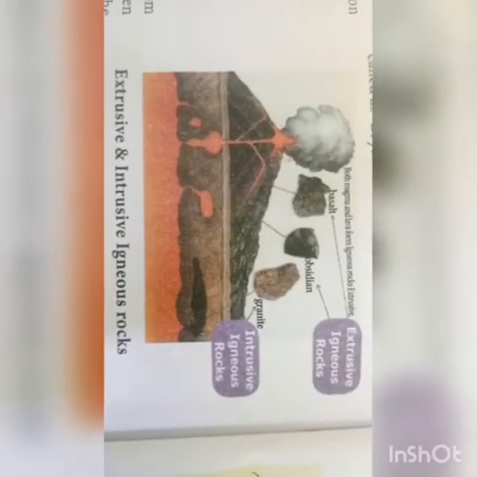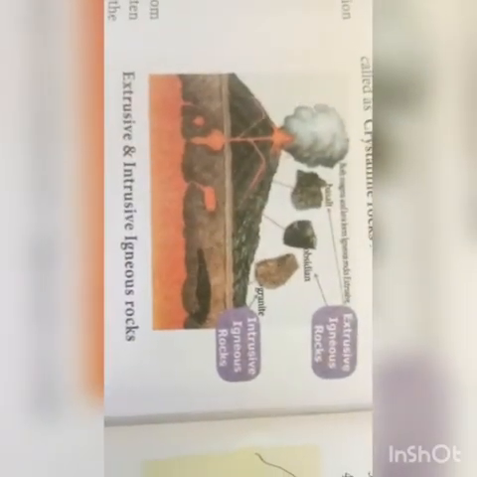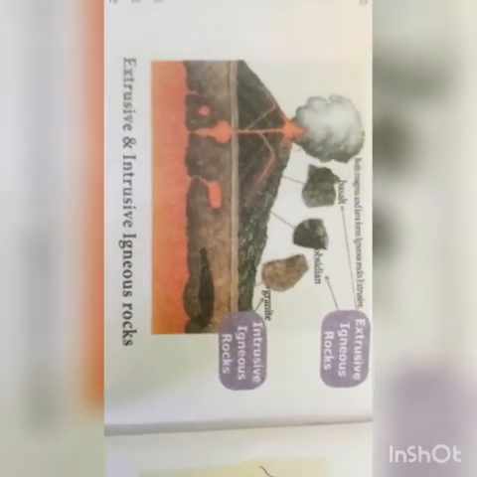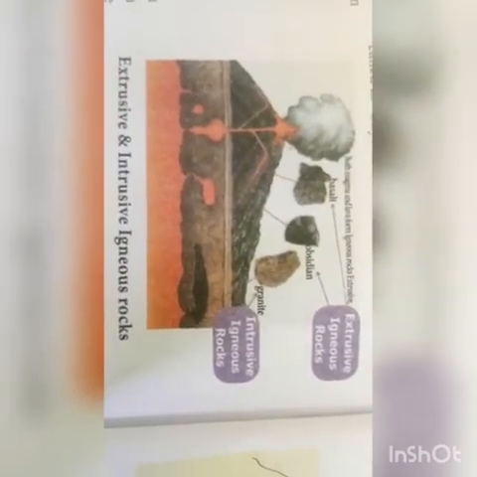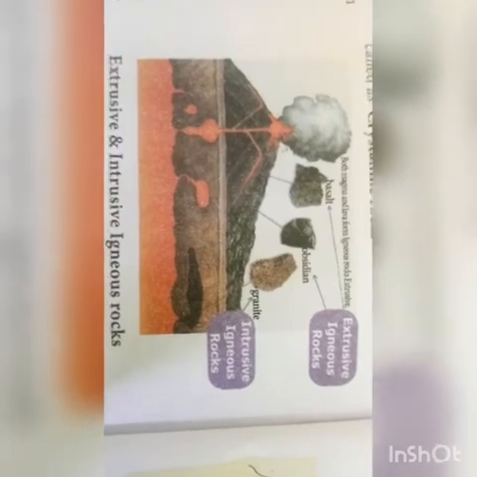Okay children, now let us recall what we learned in this topic. We saw that rocks are divided into three types: igneous rocks, sedimentary rocks and metamorphic rocks. And we learned about only one topic, igneous rocks. Igneous rocks are divided into two types, extrusive rocks and intrusive rocks.